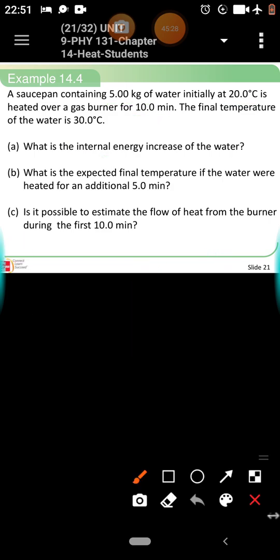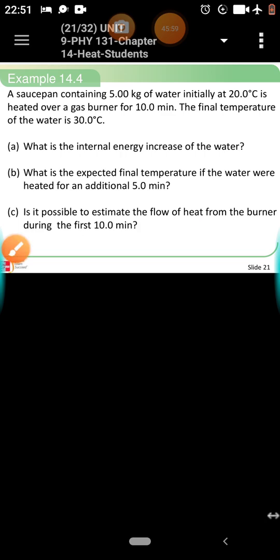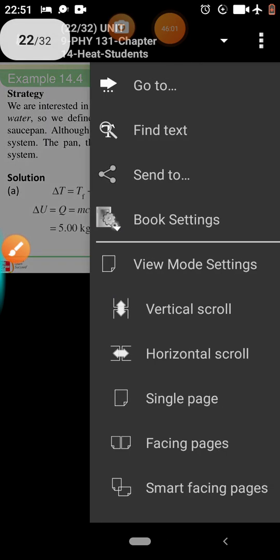B, what is the expected final temperature if the water were heated for an additional 5 minutes? And C, is it possible to estimate the flow of heat from the burner during the first 10 minutes? So let's check what they did here.